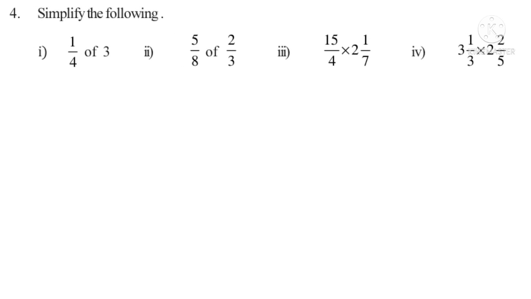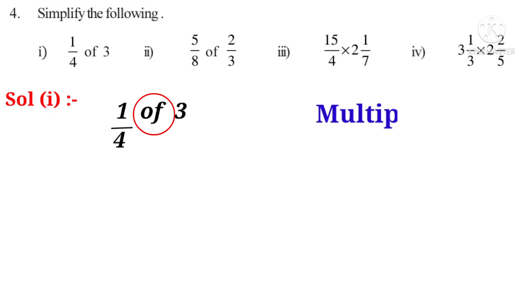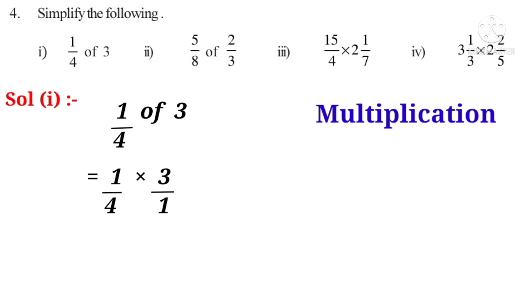Now number 4. Simplify the following. Solution 1: 1 by 4 of 3. Here the word of indicates multiplication. So that is equal to 1 by 4 into 3. 3 can be written as 3 by 1. So multiplying numerators, 1 into 3 is 3. Denominators, 4 into 1 is 4. So that is equal to 3 by 4.